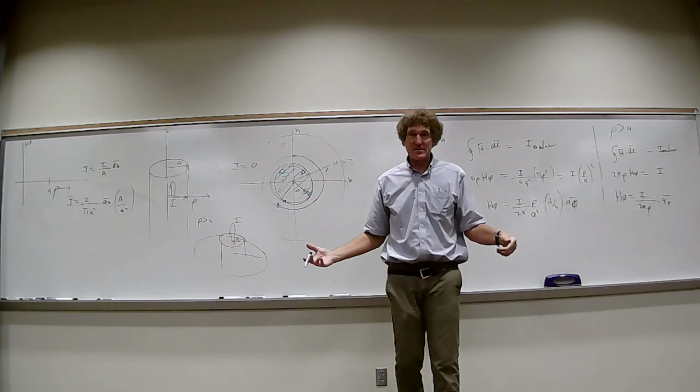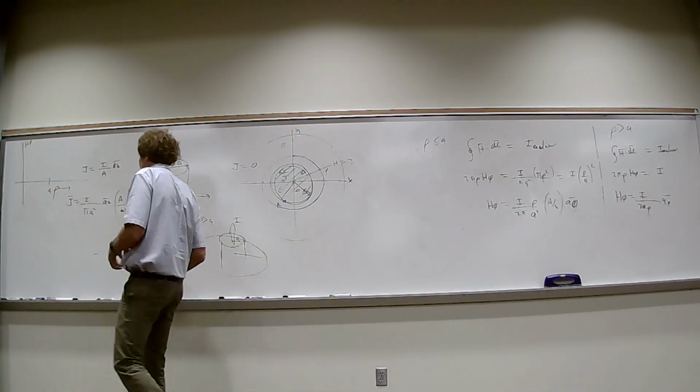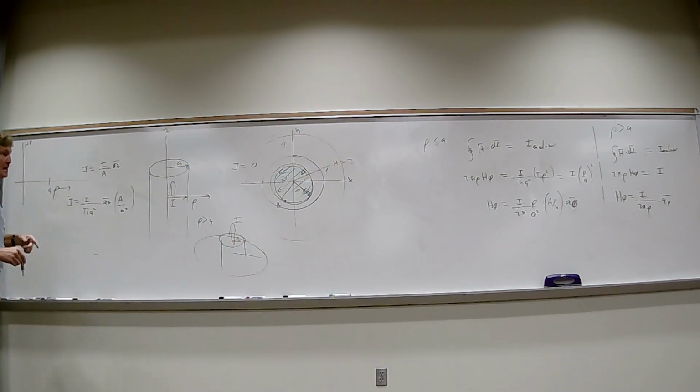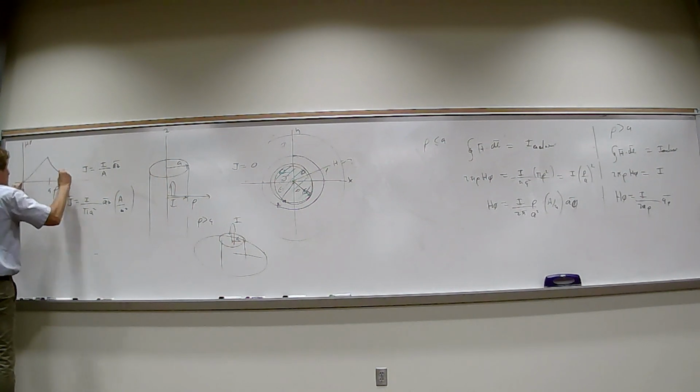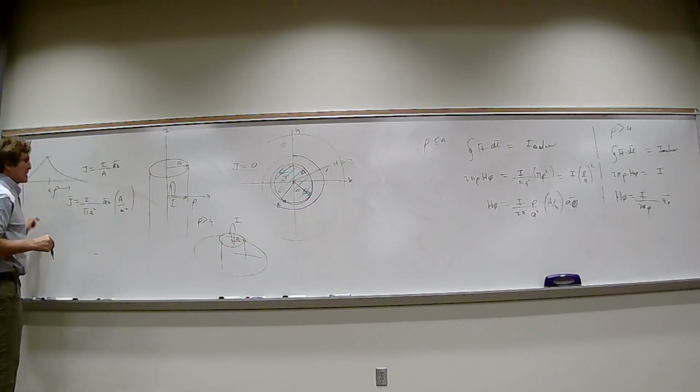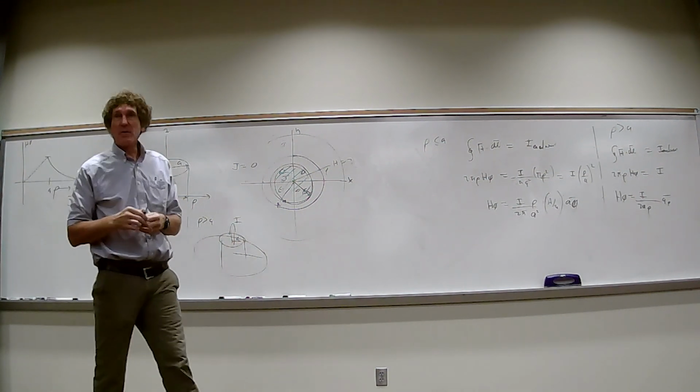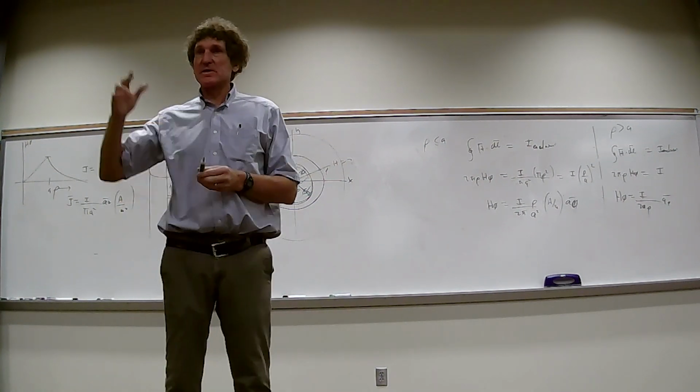It's as obvious as can be. It's 0. Starts at 0, and what happens? It's going up linearly as rho, doesn't it? Then it hits the edge here, and then it starts falling off as 1 over rho. And this peak value would just be I over 2 pi a. How many see this here?